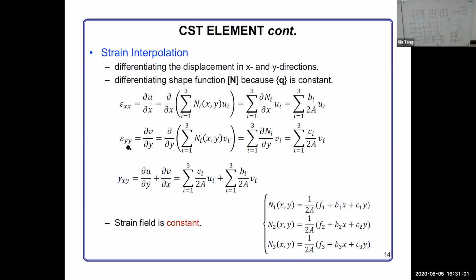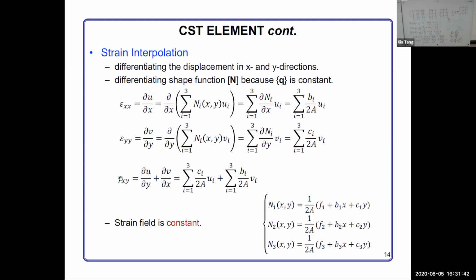Same thing for epsilon YY. We will have partial V, partial Y, which equals C1, C2, C3, Ci divided by 2A. So it becomes Ci over 2A multiplied by Vi. That's how we get the strain in the X direction and Y direction. You may note that all the variables X and Y disappear, so you get a constant value here.